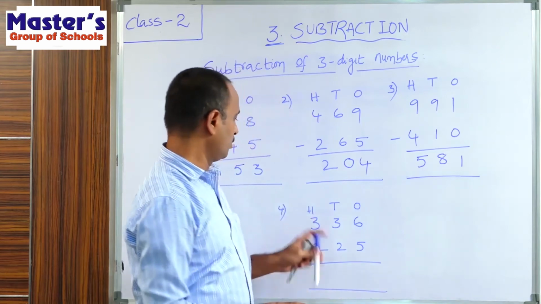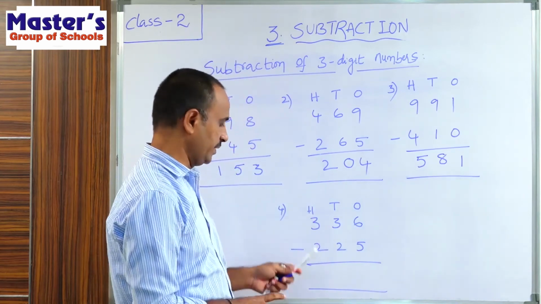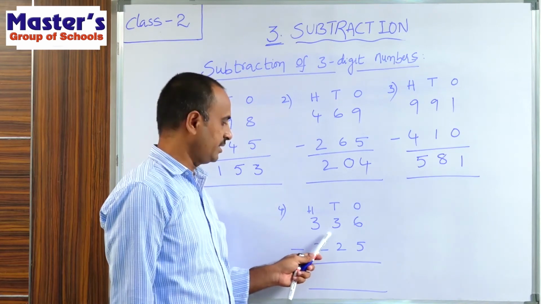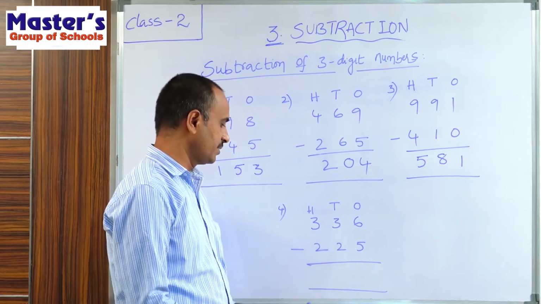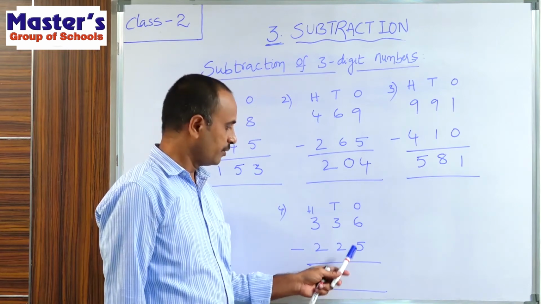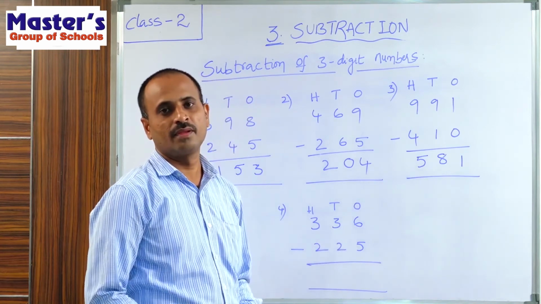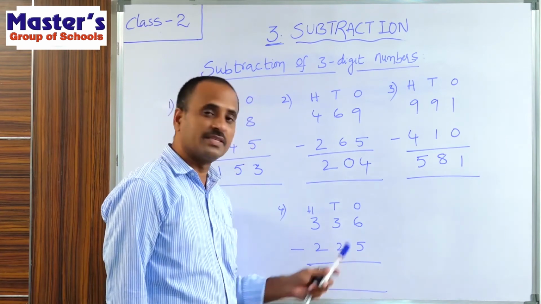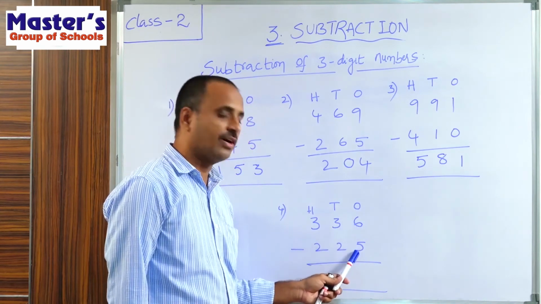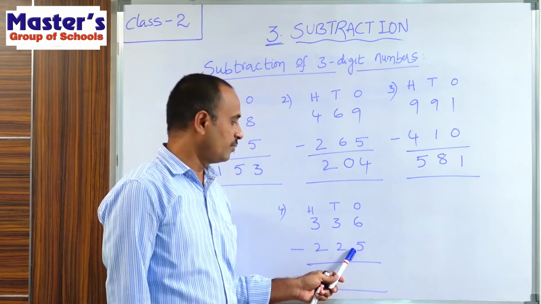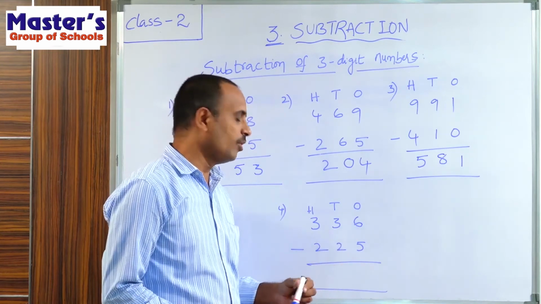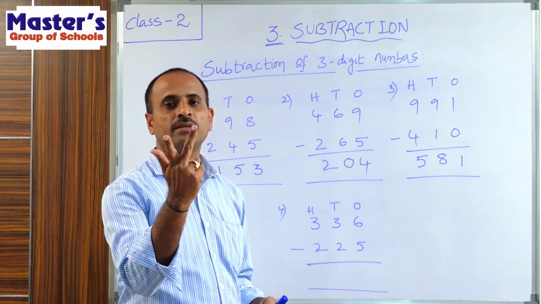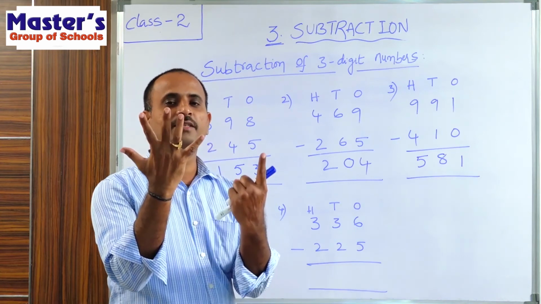So children, now go to the fourth problem. So this is the fourth one. Here also 2 numbers are given. The first number is 336 and the second number is 225. So both are 3-digit numbers. So let us start subtraction from the ones place. So what are the digits present in the ones place? 6 and 5 are present in ones place. So what is the first digit? 6. So open 6 fingers of your hand. So 1, 2, 3, 4, 5 and 6.